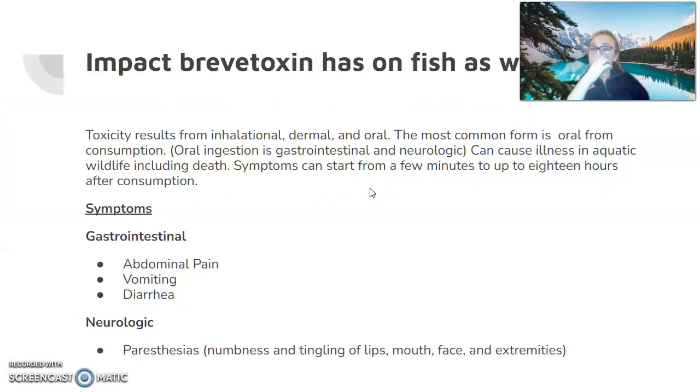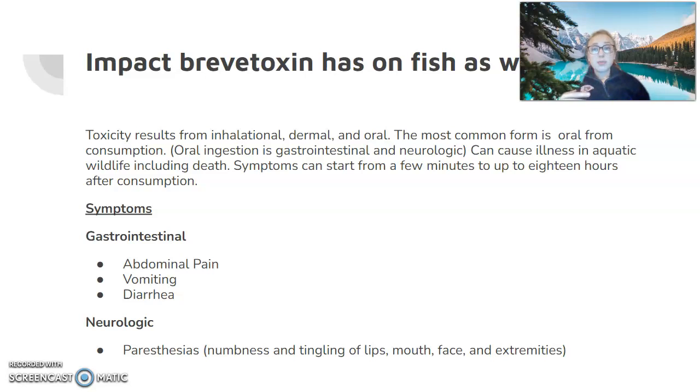So the impact brevetoxin has on fish as well as us. Toxicity results from inhalational, dermal, and oral exposure. The most common form is oral, from consumption. Oral ingestion is gastrointestinal and neurologic. It can cause illness in aquatic wildlife, which includes death. Symptoms can start from just a few minutes or up to 18 hours after consumption.